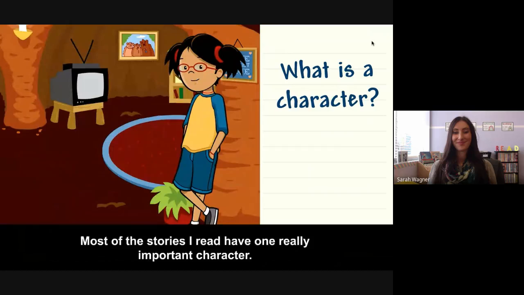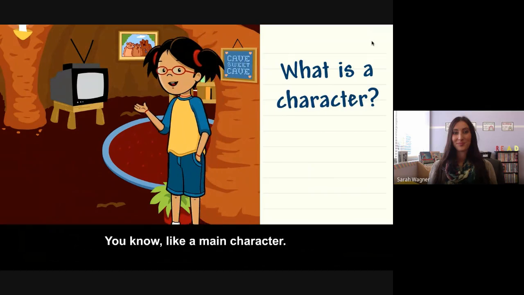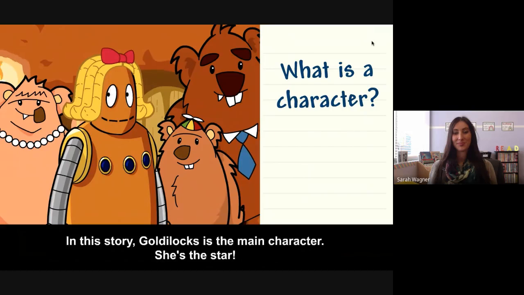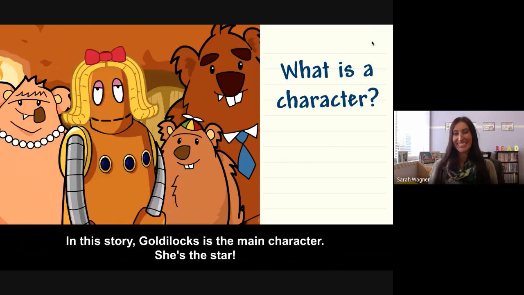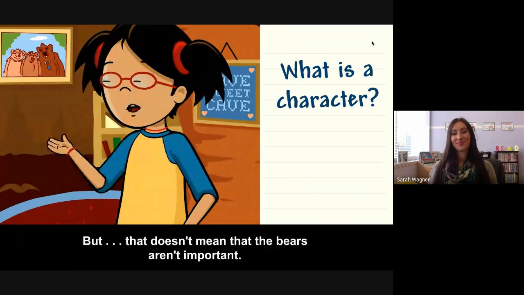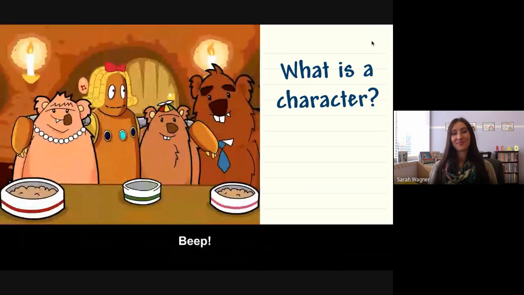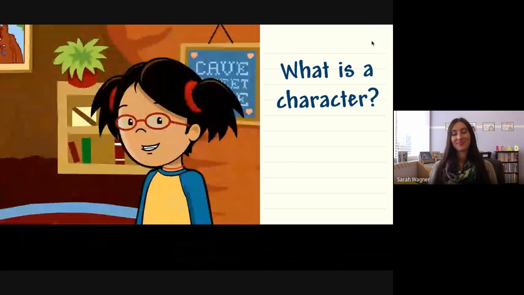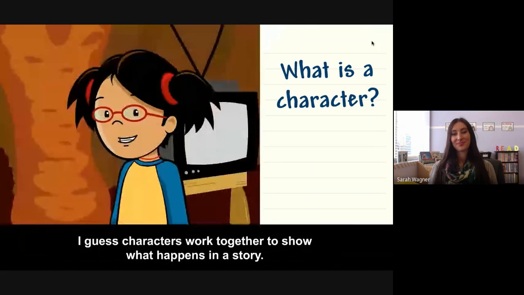Most of the stories I read have one really important character. You know, like a main character. In this story, Goldilocks is the main character. She's the star. But that doesn't mean that the bears aren't important. I guess characters work together to show what happens in the story.